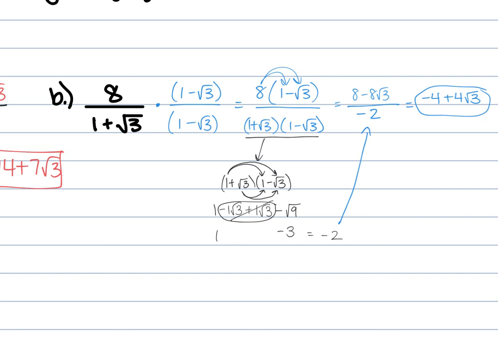Alright, thank you. How do you get the 8 minus 8? So I took this 8, which was outside my parentheses, and I just distributed it inside. So what's 8 times 1? 8, right? And then 8 times negative root 3 is negative 8 times root 3. Do you see it now? Yeah. Okay. Good questions, guys.